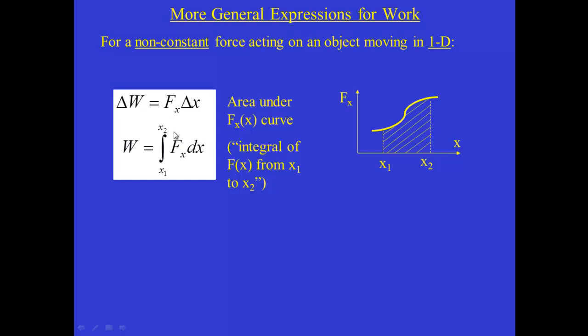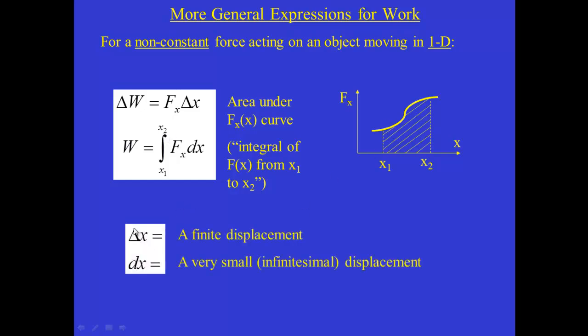And reading this mathematically, in words we say that this is the integral, which means the total, right? The sum. It's the integral of f of x from x1 to x2, and that represents the area under the curve. So once again, just to make it clear, hopefully, delta x in this equation up here means a finite displacement, one that is greater than 0 and significantly greater than 0 in some cases.